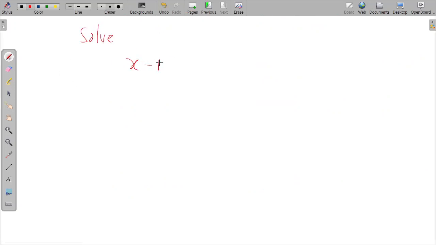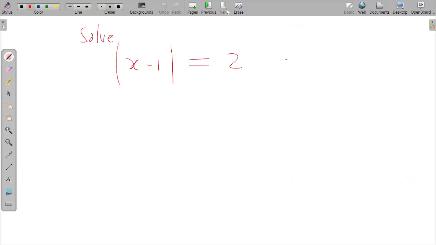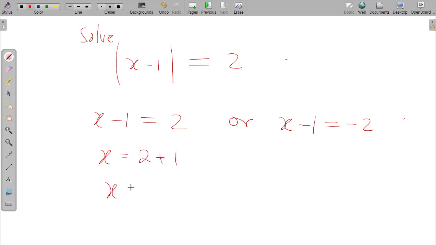Solve the absolute value of x minus 1 equals 2. To solve this, don't forget the way we are supposed to open it up, into two different cases. We have x minus 1 equals 2, or x minus 1 equals negative 2. Then you solve: x equals 2 plus 1, which is 3, or x equals negative 2 plus 1, which is negative 1. That is the solution.